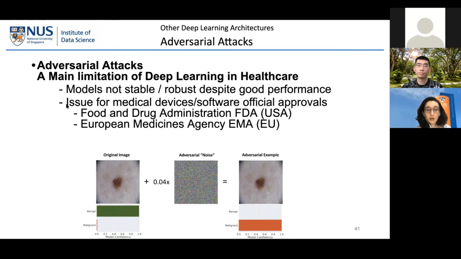So it's really a big issue, and it can really be problematic if you develop, for instance, a model for healthcare applications that you would like to integrate into a medical device or a medical software, because to do so, you will need to get official approvals by, for instance, the FDA, which is the Food and Drug Administration, to be able to deploy your device in the US, or in Europe, it's called the European Medicines Agency, EMA.